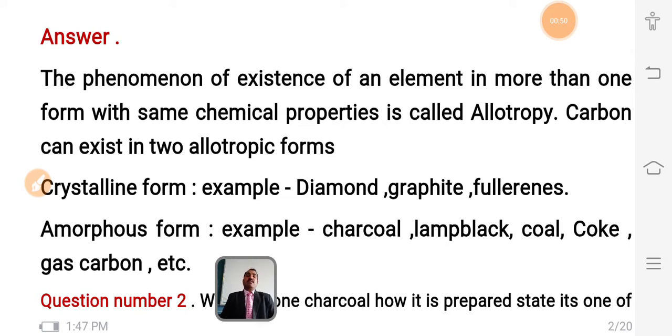For the crystalline form, you can give the examples diamond, graphite, fullerenes, etc. Whereas the amorphous allotropic forms are charcoal, lamp black, coal, coke, coal gas, and carbon. These are all amorphous. Now, first of all, we will discuss the crystalline solid.